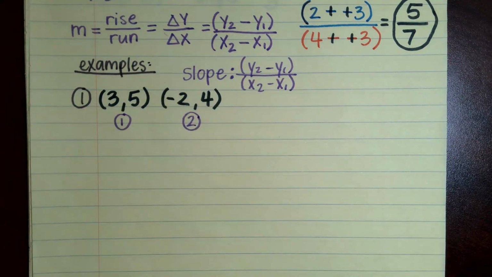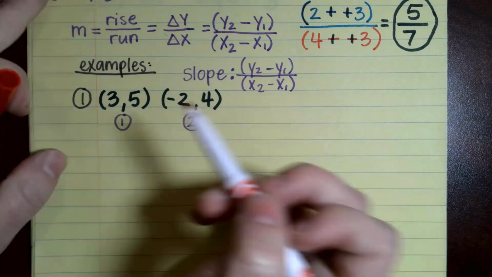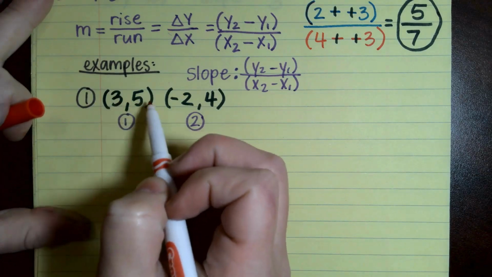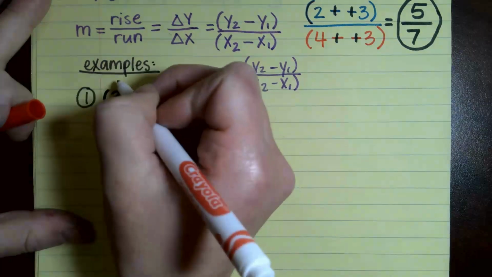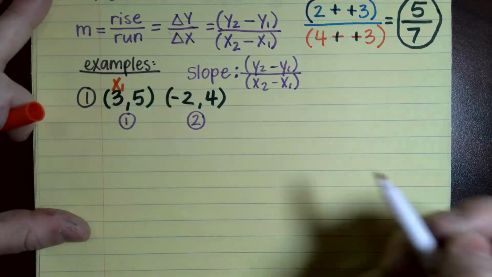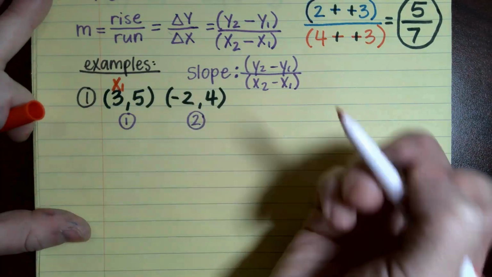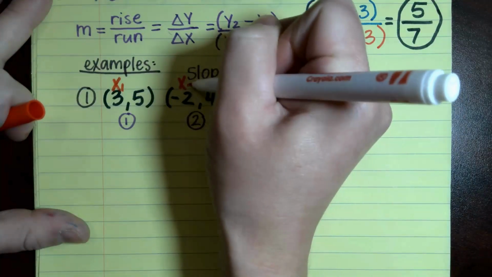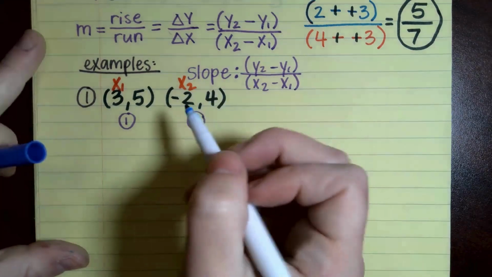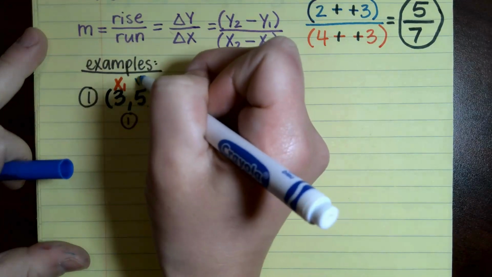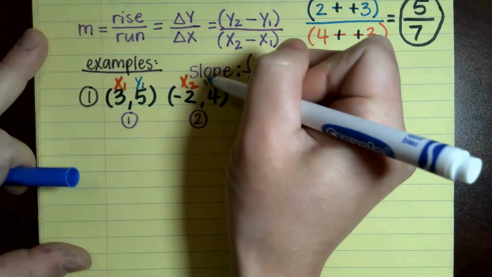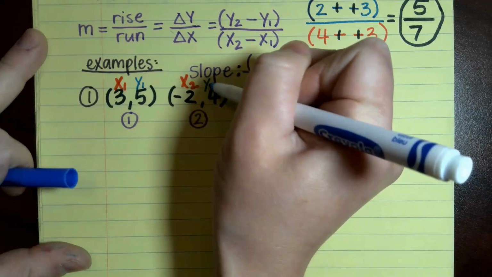So now let's label our x values and our y values. Okay, so our x in the first coordinate is 3, so we would call that x1. And our x in the second coordinate is -2, so we would call this x2. Then we're going to look at our y values. In the first coordinate it is 5, so 5 would be y1. And in the second coordinate our y value is 4, so that will be our y2.